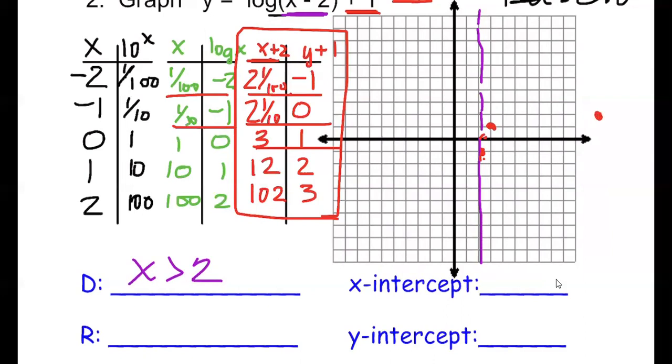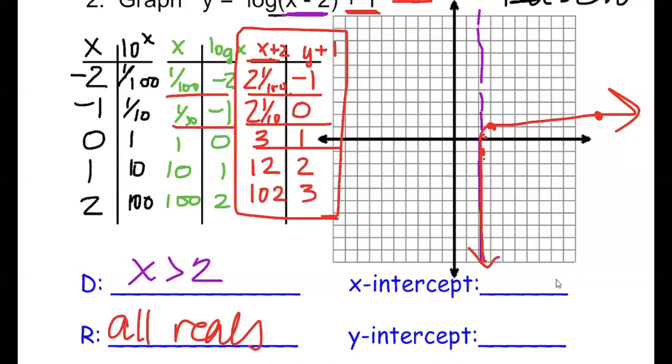Hey, a base 10 is a really steep exponential graph. And so when you talk about a logarithmic graph, it's a very steep curve, okay? It's not growing very fast, but it's a very steep kind of corner, okay? Hey, my range on this is all reals.